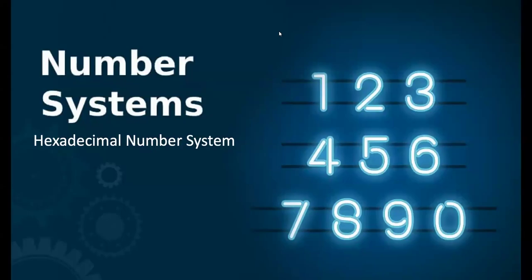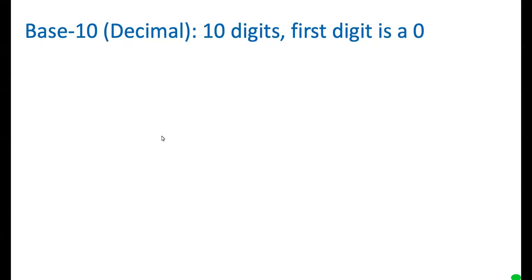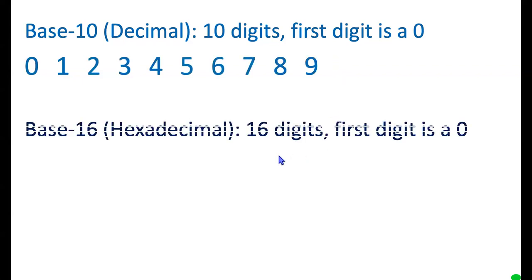Well, hello. Let's go ahead and move on to the hexadecimal number system, base 16. Just to show you that there's nothing new here: base 10 has 10 digits, the first digit starting with 0. Hexadecimal is the same thing, but we have base 16, 16 digits, also starting with 0.